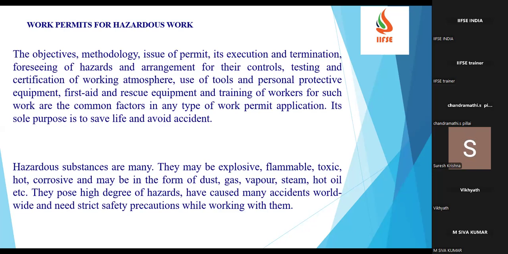Then hazardous substances are many. They may be explosive, flammable, toxic, hot, or corrosive, and may be in the form of dust, gas, vapor, steam, hot oil, etc. They pose a high degree of hazards, have caused many accidents worldwide, and need strict safety precautions while working with them. So hazardous substances are of many types in nature. There are different natures, like we see in explosives, toxic, corrosives, etc. So we need a proper mechanism in place while handling this kind of equipment.